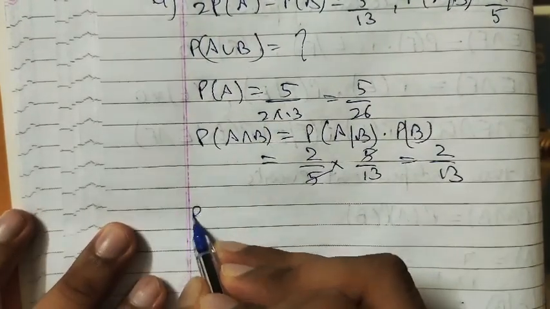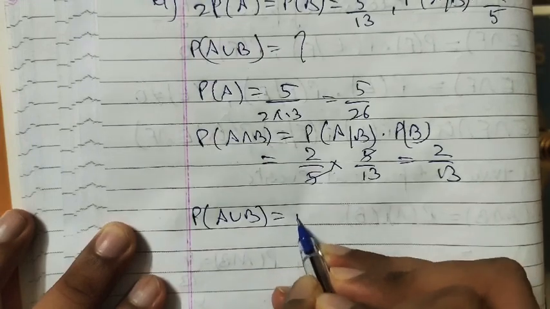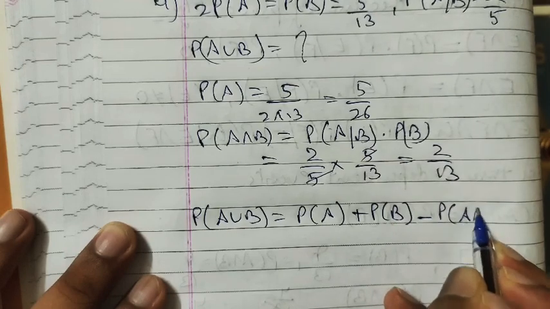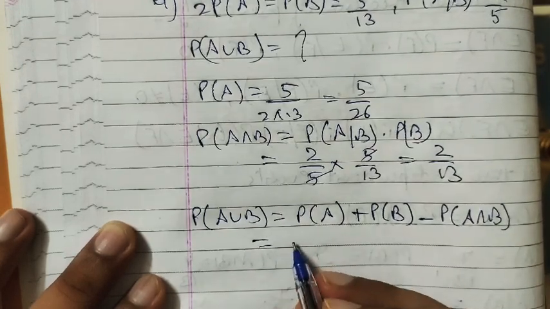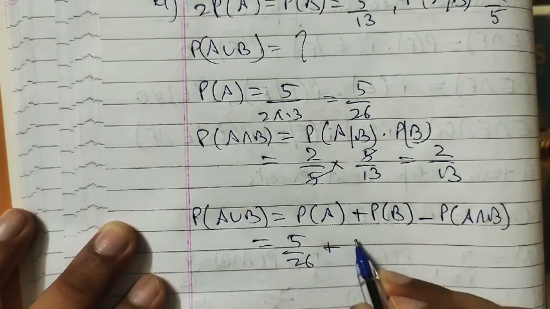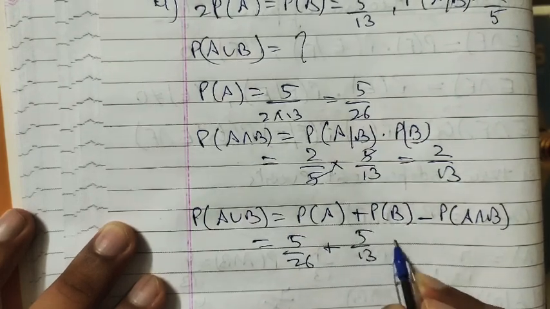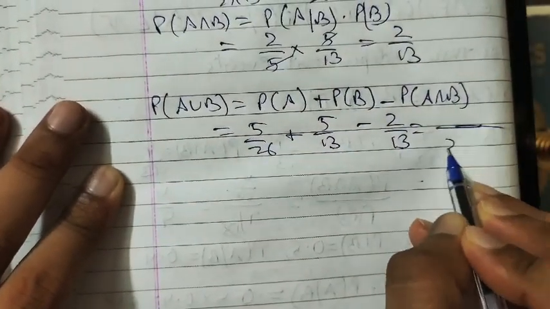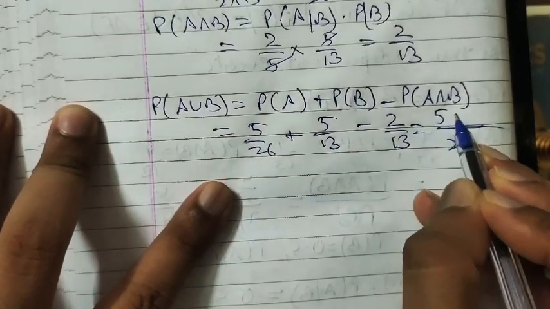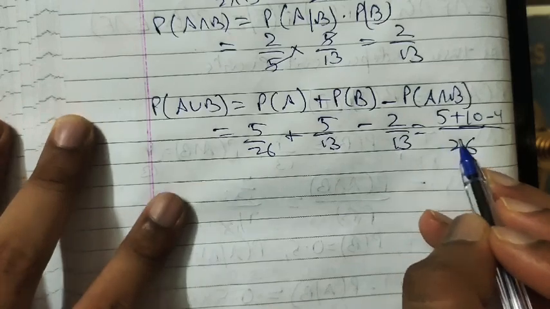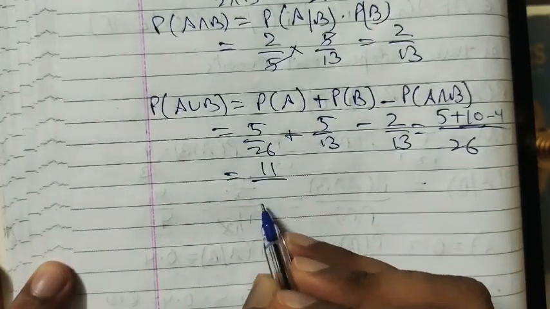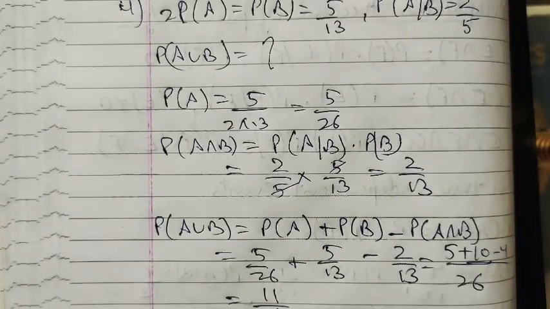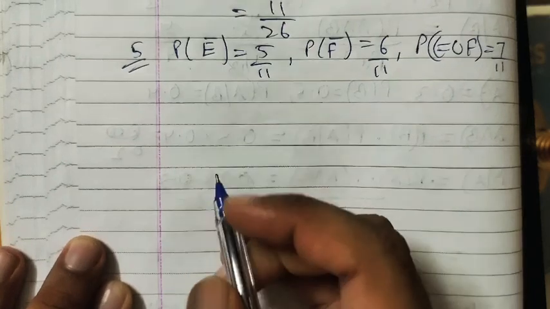So now we know that probability of A union B is equal to probability of A plus probability of B minus probability of A intersection B, right? So probability of A is 5 upon 26 plus probability of B is 5 upon 13 minus 2 upon 13, right? Taking LCM, this will be equal to 26. So 5 plus 10 minus 4. 10 plus 5, 15 minus 4 is 11. So 11 upon 26 is the answer. So 11 upon 26 is the answer of question number 4. Now next is question number 5.